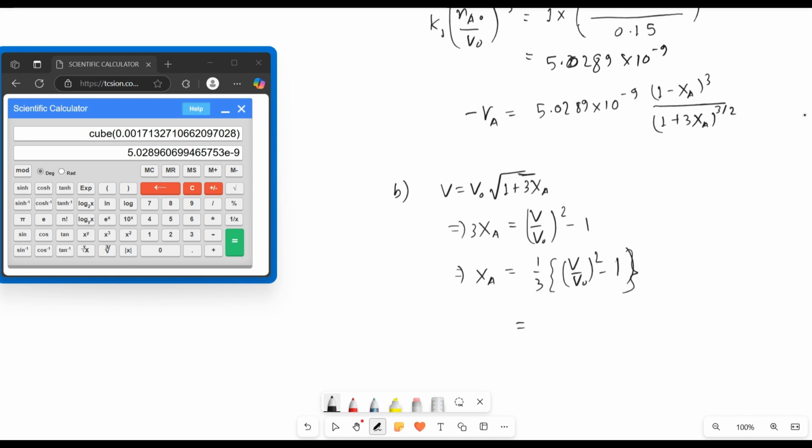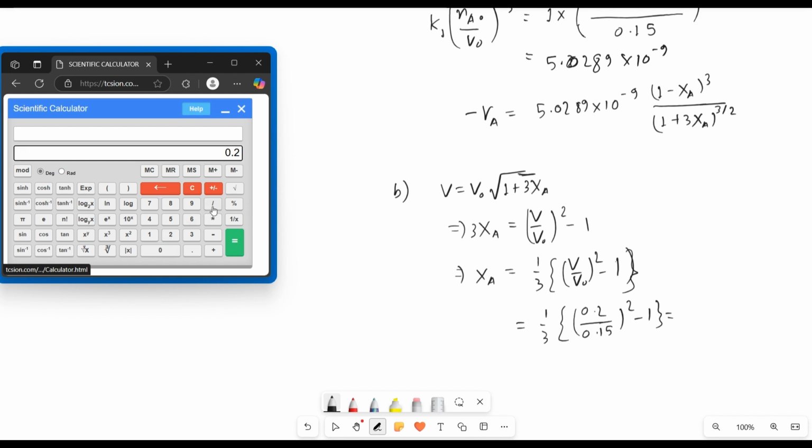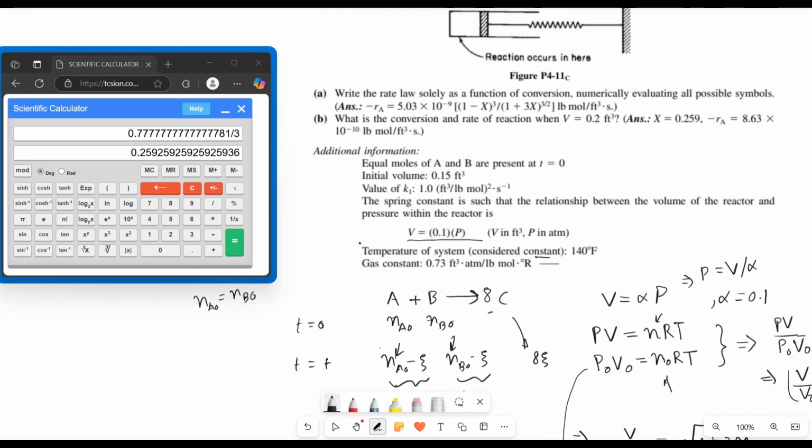So 1/3 into 0.2 by 0.15 squared minus 1. If you evaluate this value, 0.2 by 0.15, this value squared minus 1, divided by 3, we get 0.259259. This is the value. And if we check with this conversion, this is correct. And if you put the x value in that expression, we will get the rate expression.